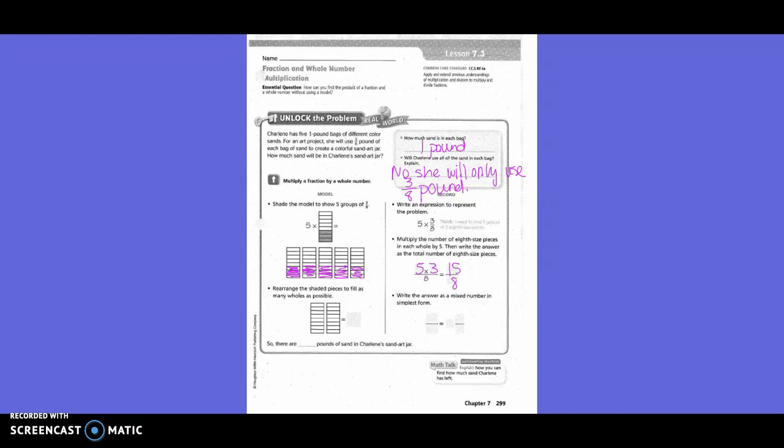15, right? So here's 8. How many of the next box do I color in? 7. So that equals 1 whole and 7 eighths. So we learned that 15/8 also equals 1 and 7/8. So there are 1 and 7/8 pounds of sand in Charlene's sand art jar.